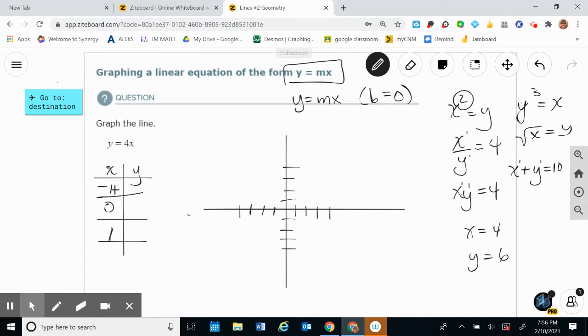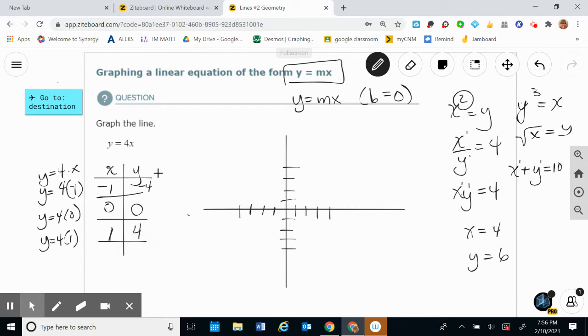So if I plug in a -1, that means I go 4 times -1. It says y is equal to 4 times x. See, I'm just plugging in x, and I get -4. And then this is y equals 4 times 0, that equals 0. This one is y is equal to 4 times 1, which is 4.